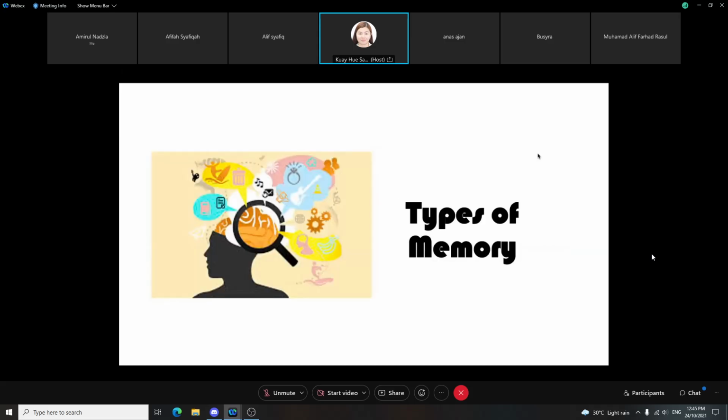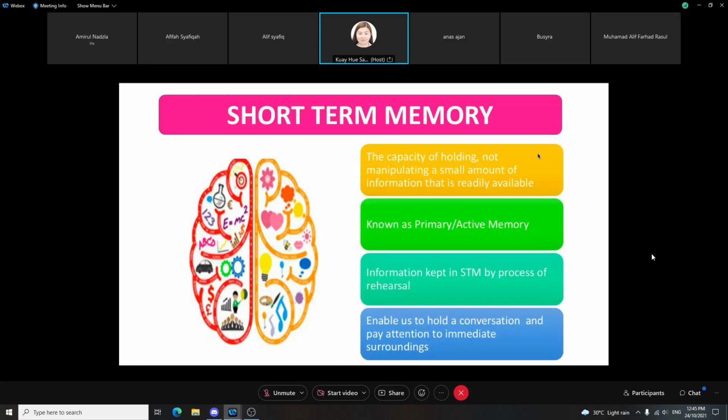Okay. So types of memory, as we know, the first type I'm going to talk about is short-term memory. Perhaps you already know this information, so let's just refresh it for you guys. Short-term memory is the capacity of holding, not manipulating, a small amount of information that is readily available. Only a small amount of memory can be stored in short-term memory. It is known as primary or active memory because you constantly have to use it. Like right now, when you're listening to a lecture, you have to be engaged in the situation, so you need to use your short-term memory.